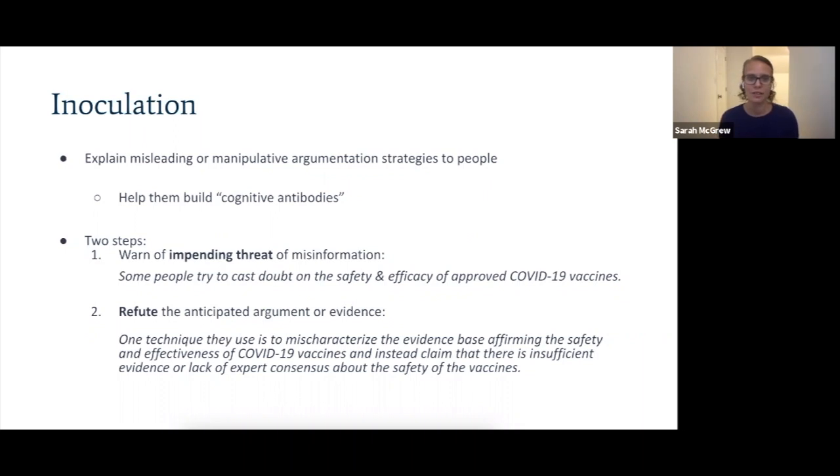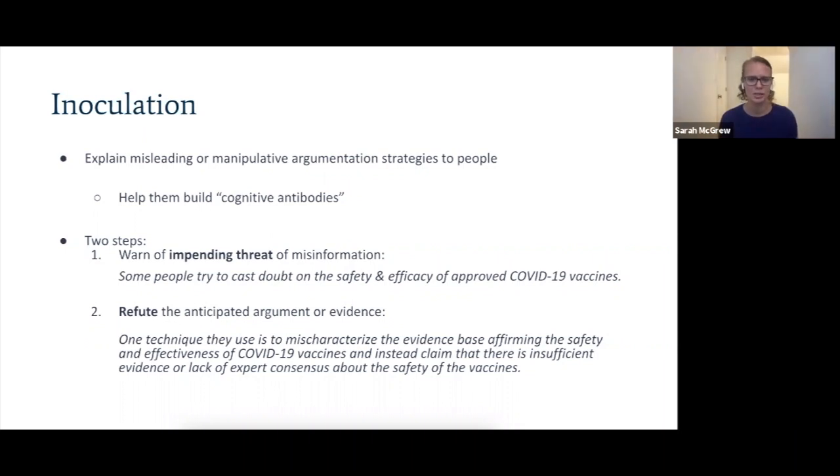And research suggests that there are two steps to an effective inoculation. The first is to warn of an impending threat of misinformation. So for example, some people try to cast doubt on the safety and efficacy of approved COVID-19 vaccines. And next, to refute the anticipated argument or evidence, and to be as specific as possible about the technique that's likely to be used and why it's problematic. So one technique they use is to mischaracterize the evidence base affirming the safety and effectiveness of COVID-19 vaccines, and instead claim that there's insufficient evidence or lack of expert consensus about the safety of the vaccines.